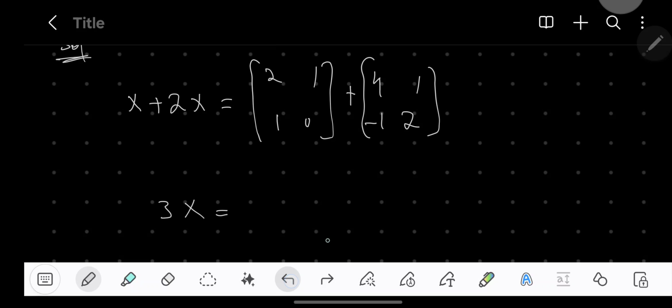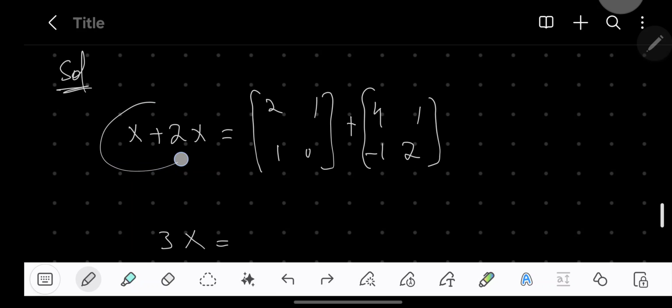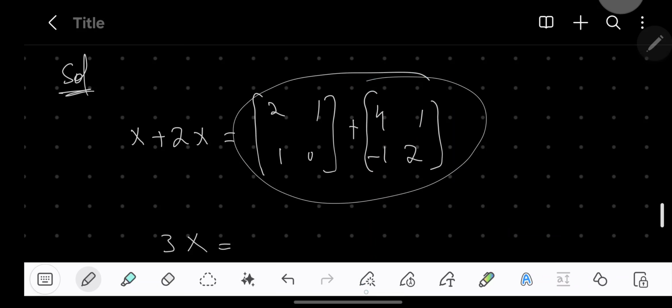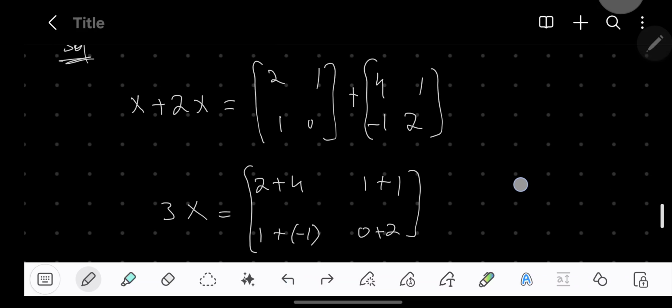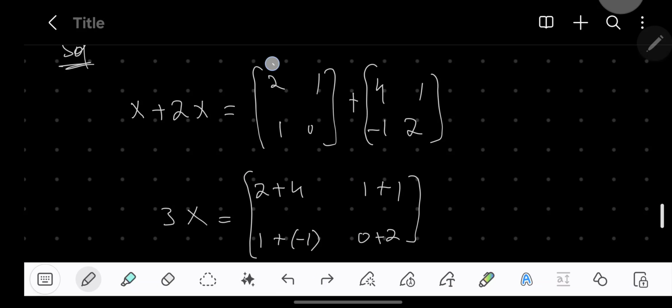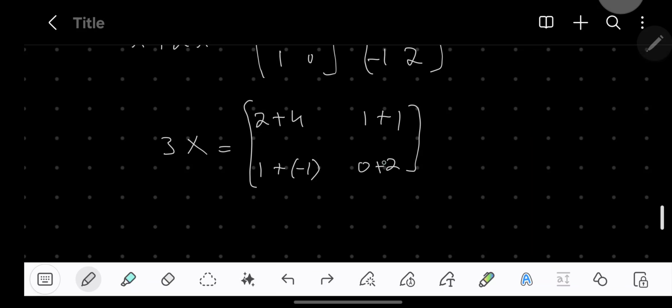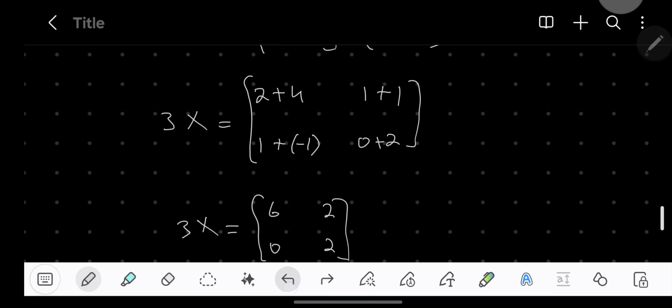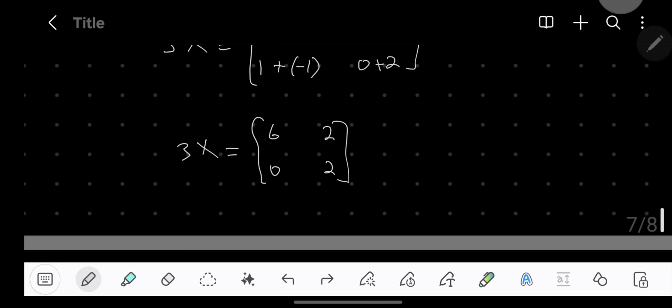Now if you add both x plus 2x, you will get 3x. And if you add these two matrices, you will write this kind of matrix: 2 plus 4, 1 plus 1, and 1 plus minus 1, and 0 plus 2. And you will end up with this matrix after the addition.